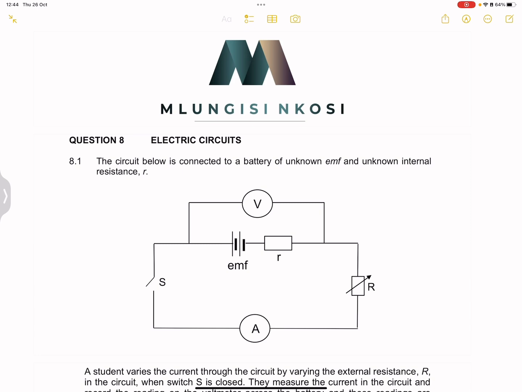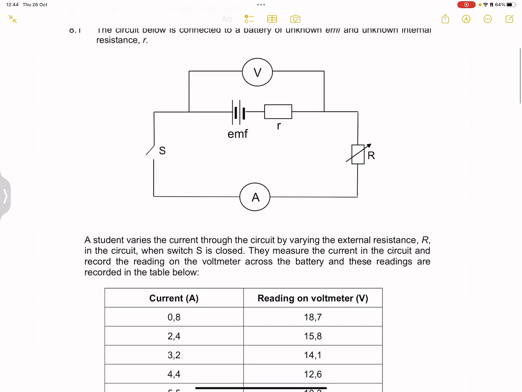They say to us, we've got the circuit below that is connected to a battery of unknown EMF and internal resistance. So there's our battery setup, and they're using a rheostat in that case.